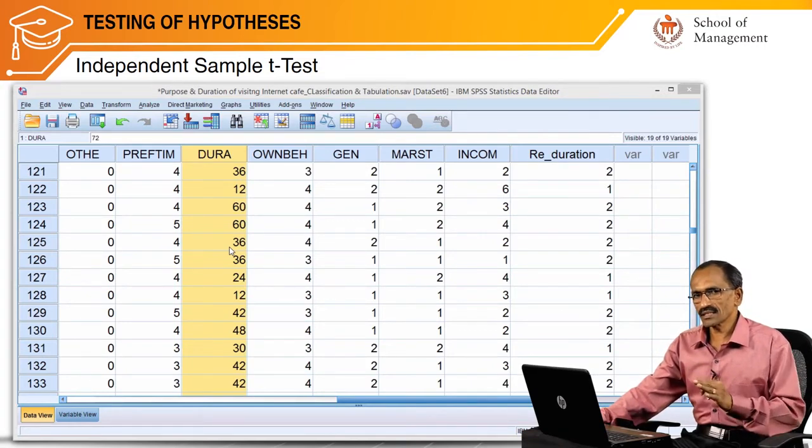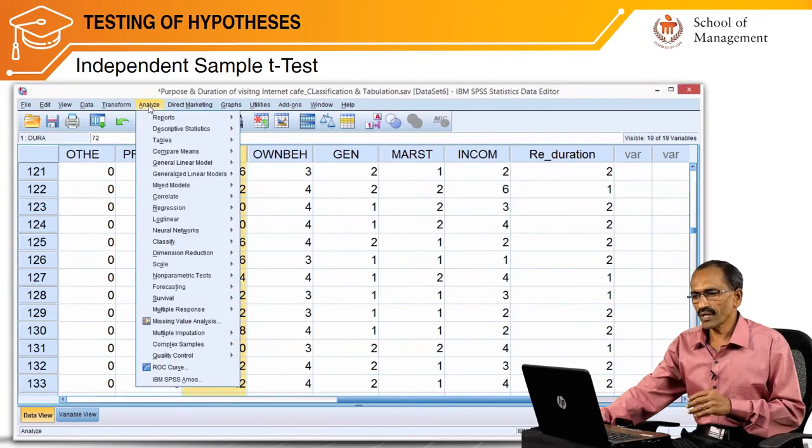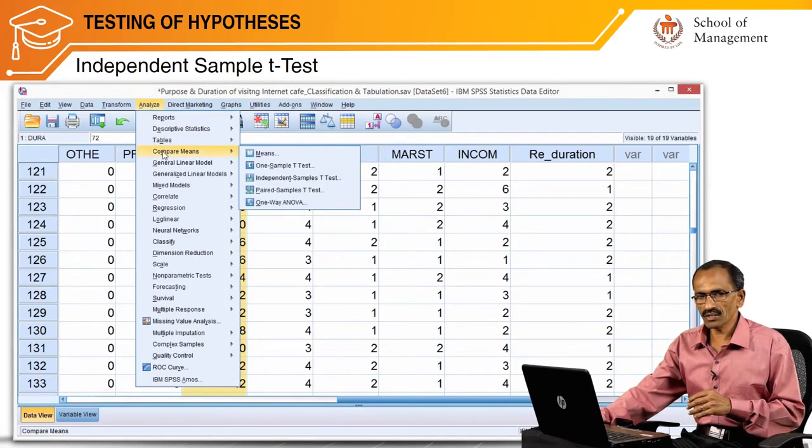For conducting this test, we need two types of data. One, the data should be interval or ratio, and the second, the level data must be a nominal scale. So let's see how to proceed with the t-test. Go to Analyze, click on it, and we will get the drop down menu. From that, locate Compare Means, and from the extended menu, select Independent Samples T Test.